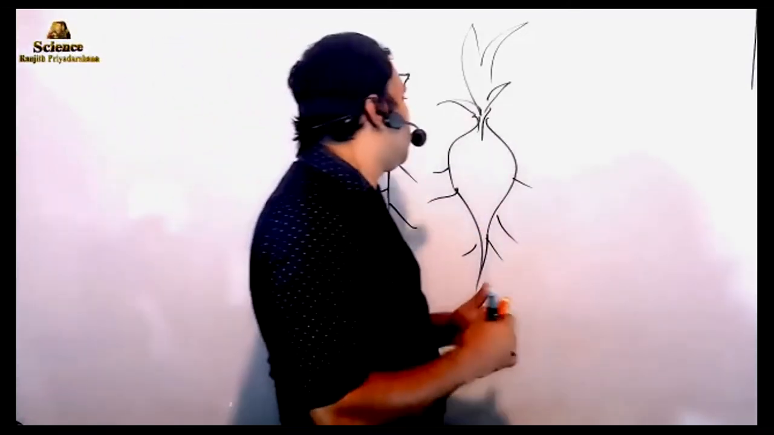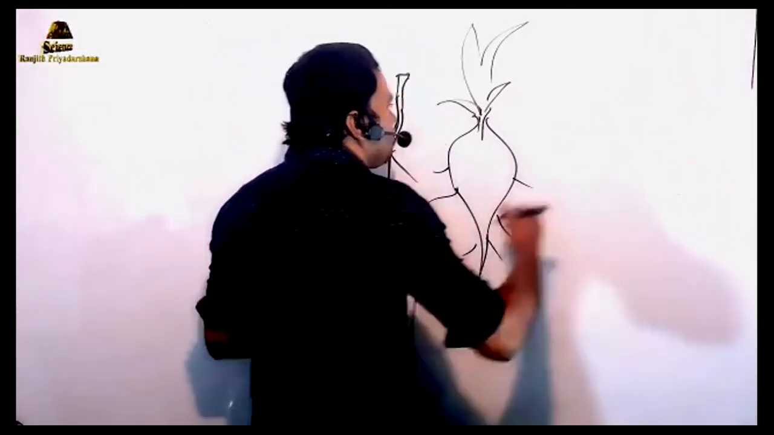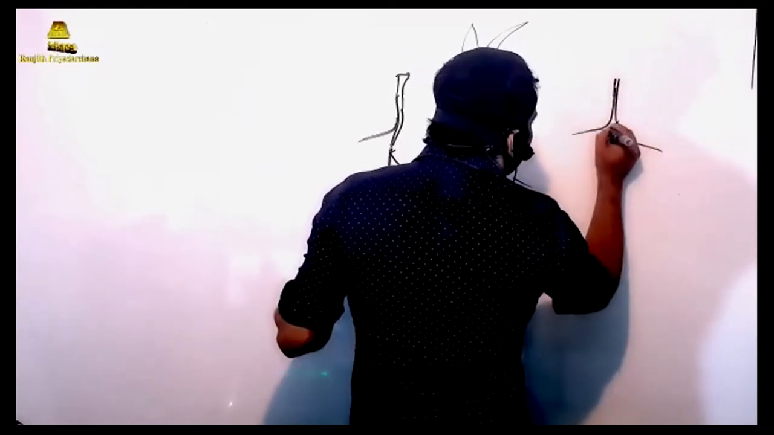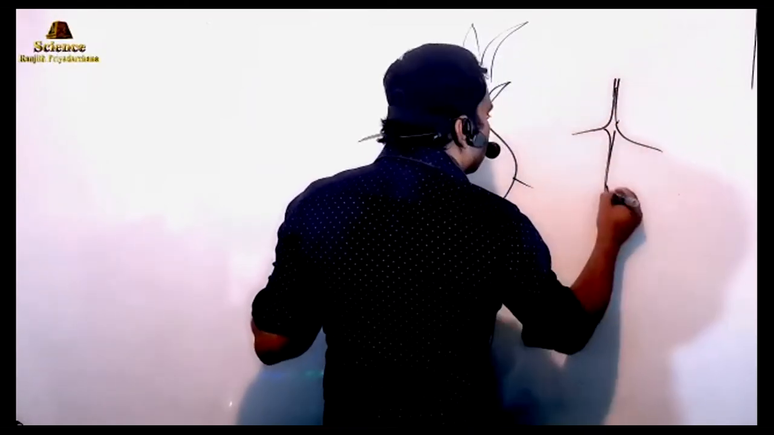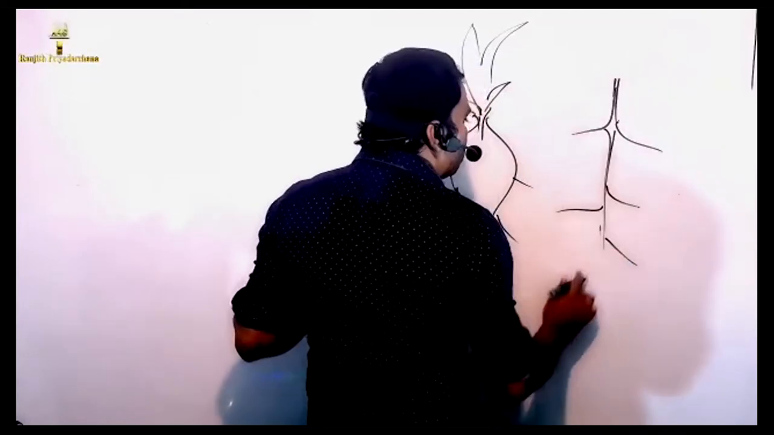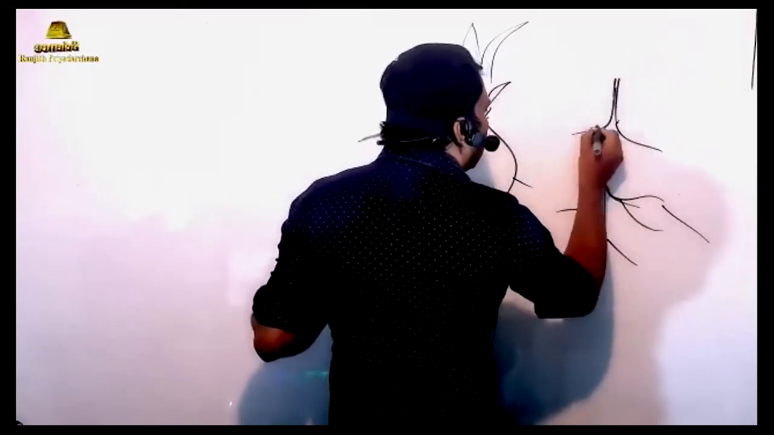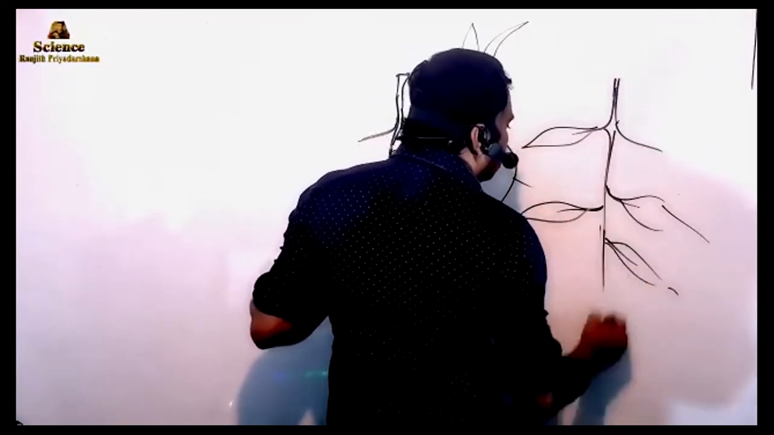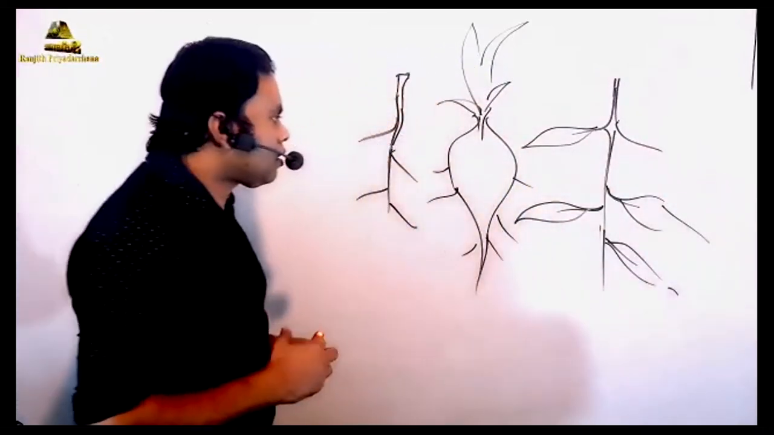So what are the examples for these types of plants? Carrot, beetroot, radish. Okay, good. But there are some plants whose lateral roots store foods. That's derived from this taproot. So these lateral roots are storing food. So what are those types of plants? Manioc. Sweet potato. Manioc.